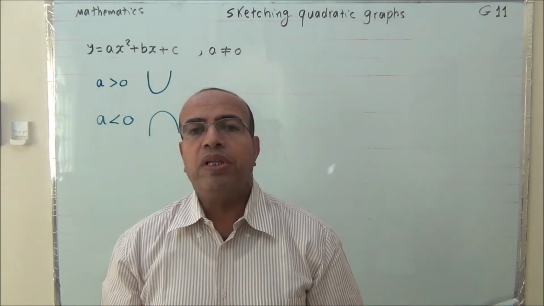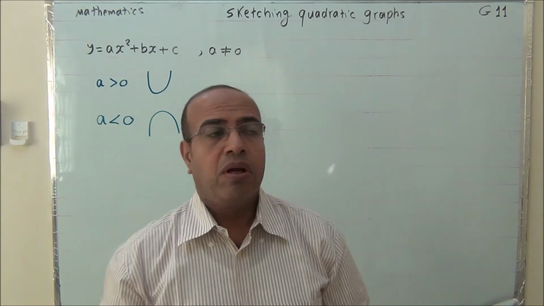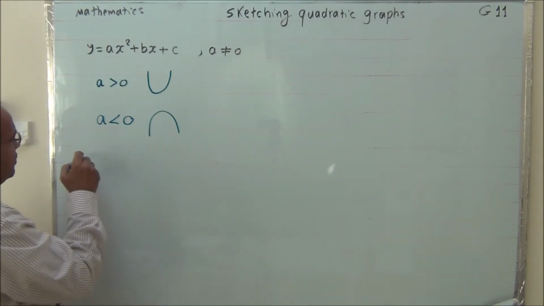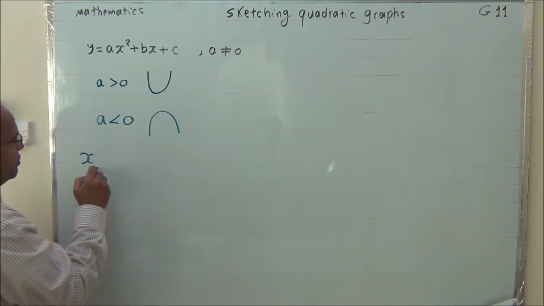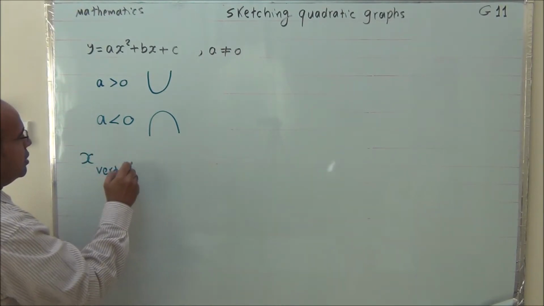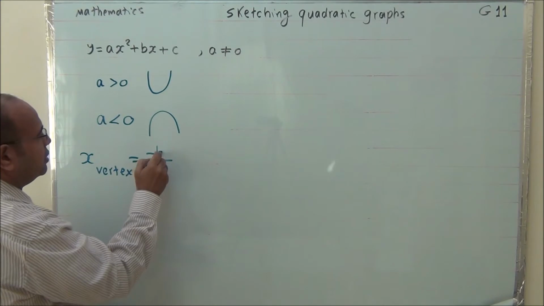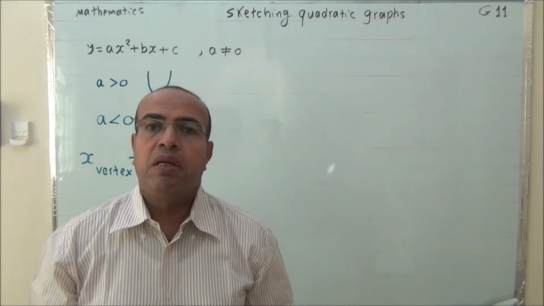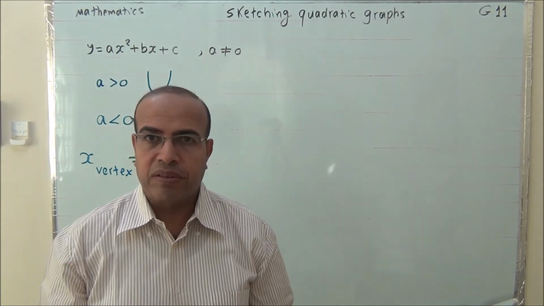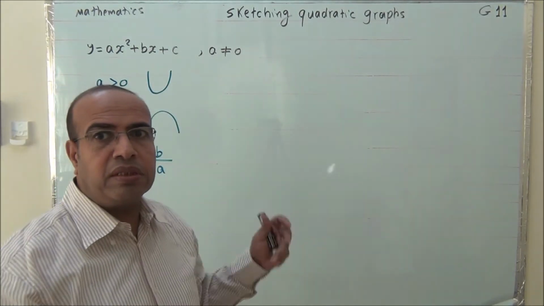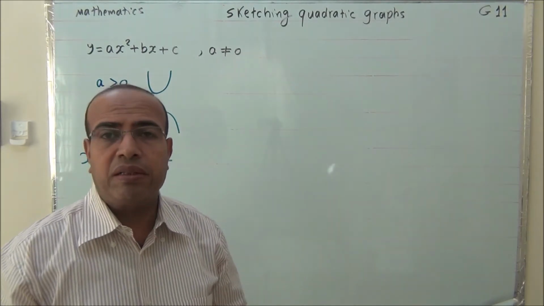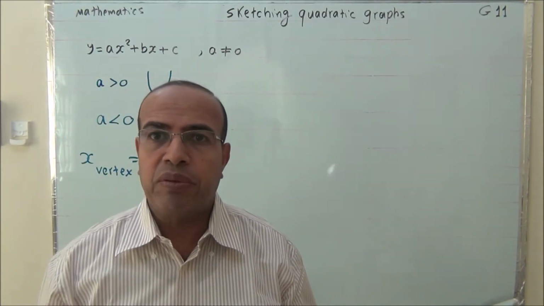And also we need the vertex. So remember that the x coordinate at the vertex equals negative b over 2a. We find the x coordinate and then we can get the y coordinate, so we can get the vertex. Let us see an example about this.